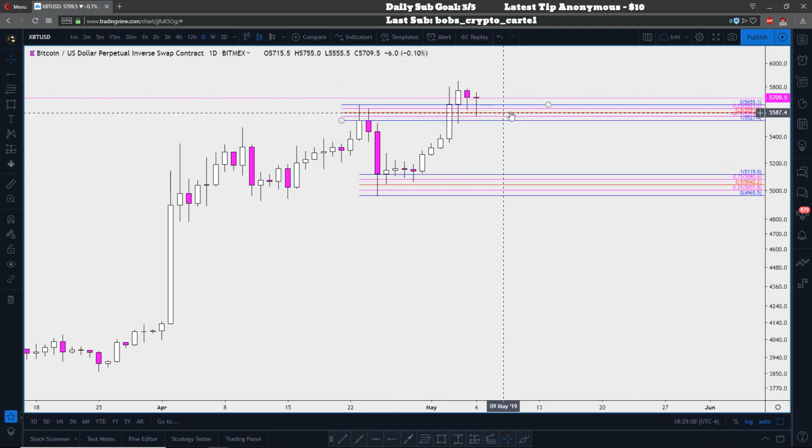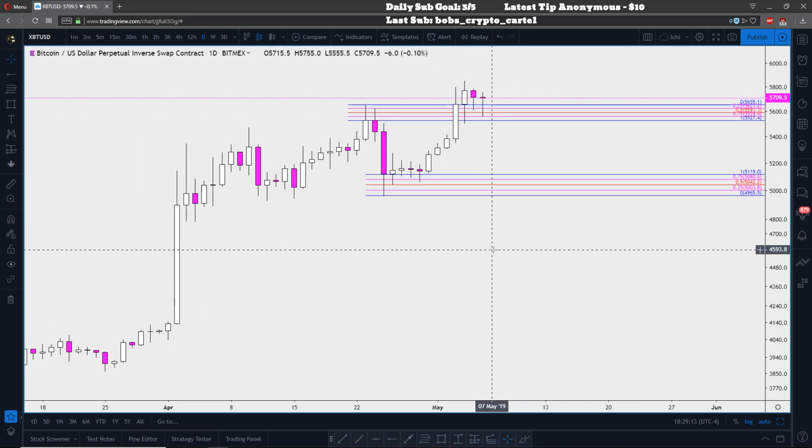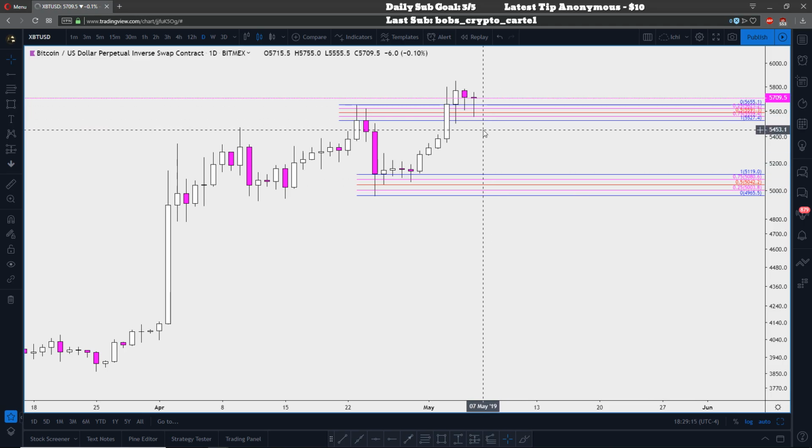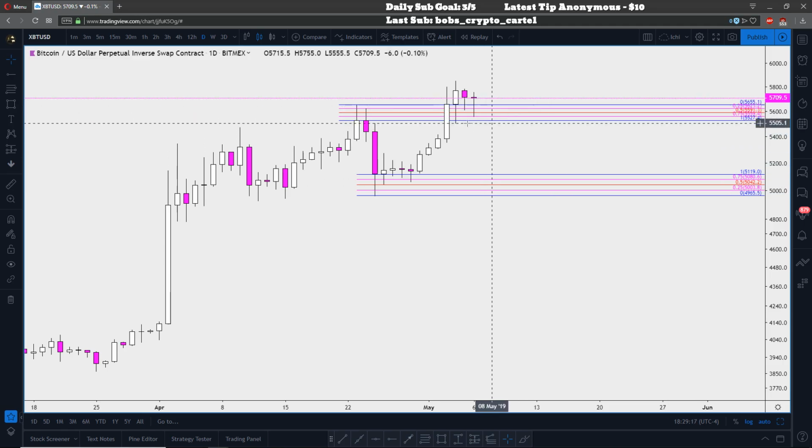As long as we can maintain above this pivot, we are still bullish. So everybody that thinks Bitcoin's going to die, they're being too preemptive here. As long as this holds, we're fine.